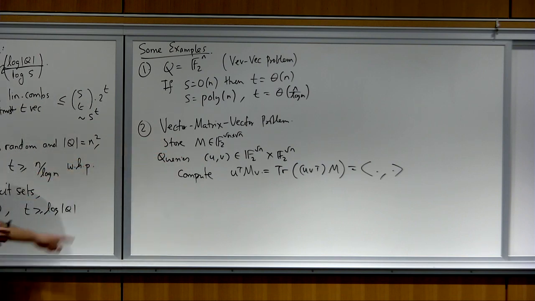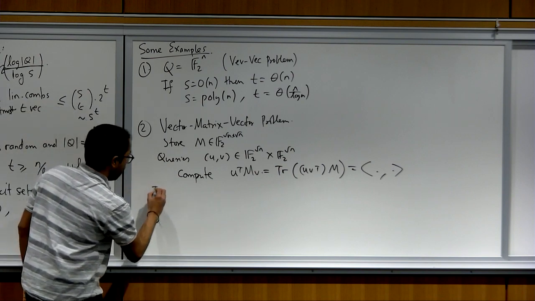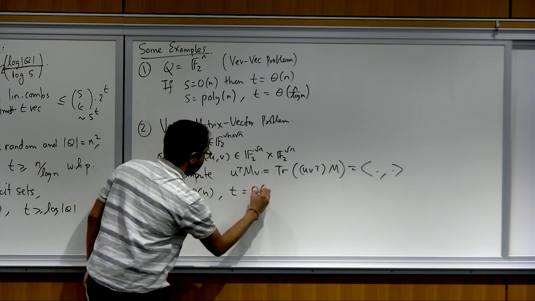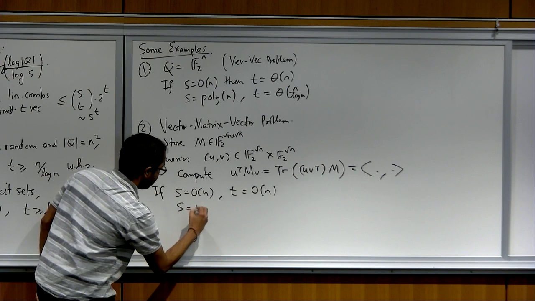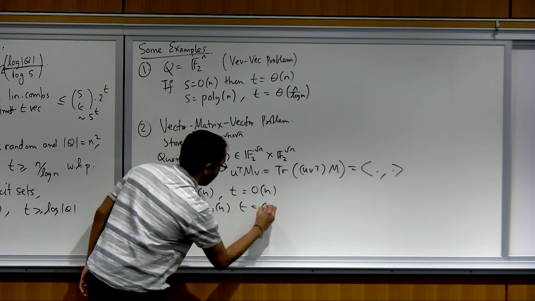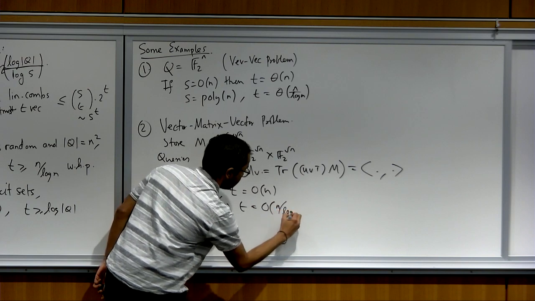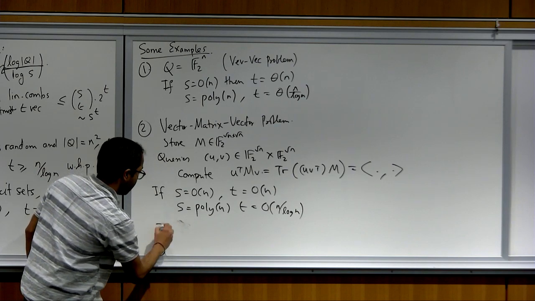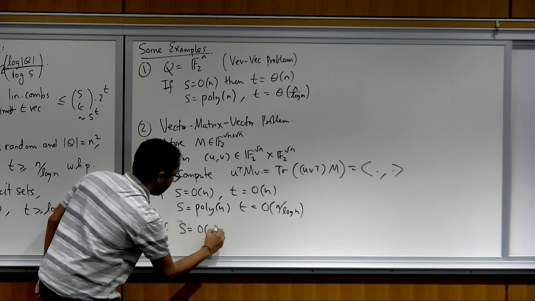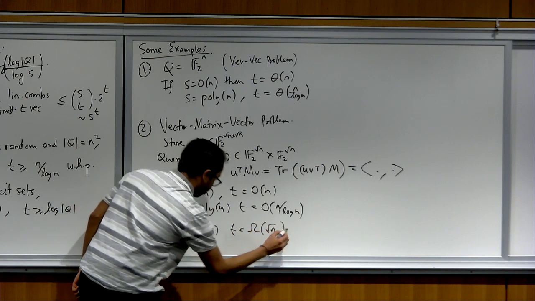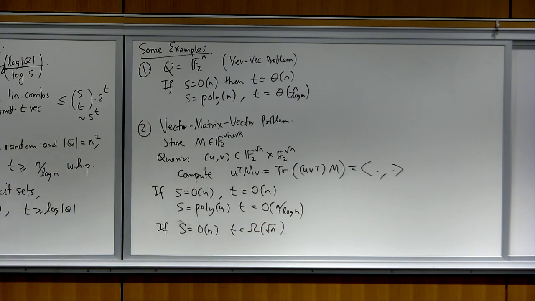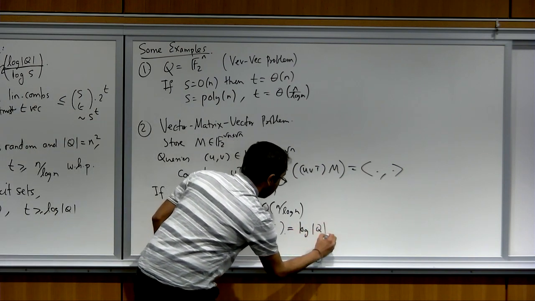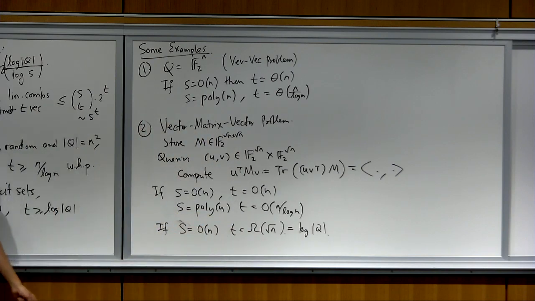Okay, good. So what is known here from the upper bound side? If S is order n, we know T is order n. If S is poly n, T is n over log n. From lower bounds we know that if S is order n, T is omega square root n. So there's a square root n gap, and this square root n is exactly equal to the log of the size of Q.